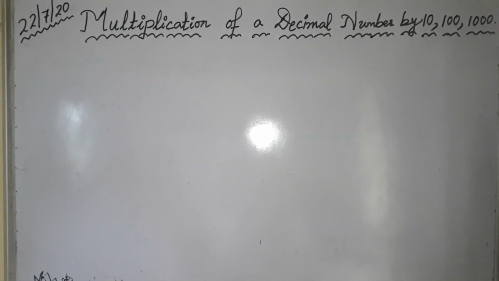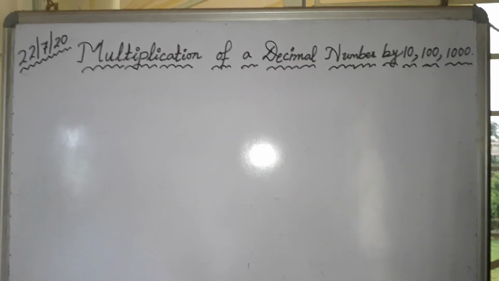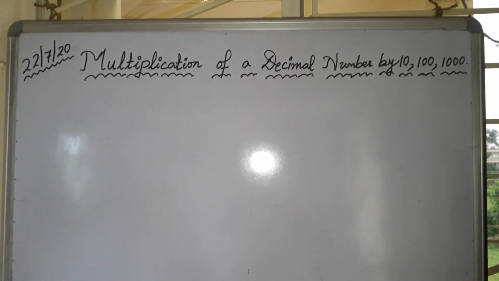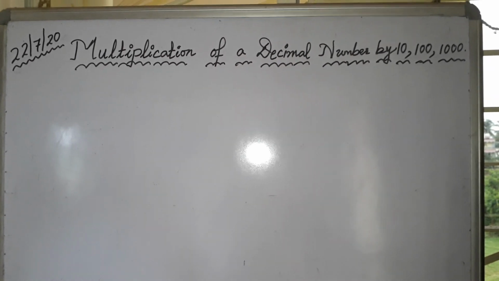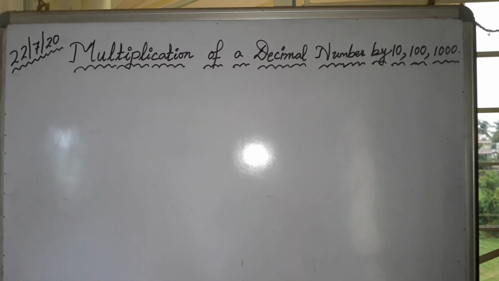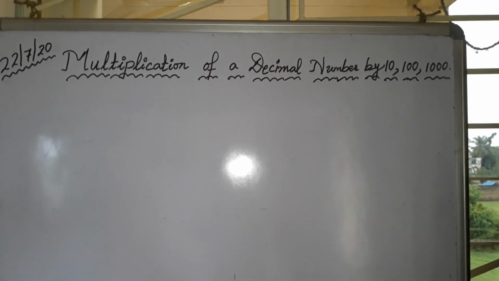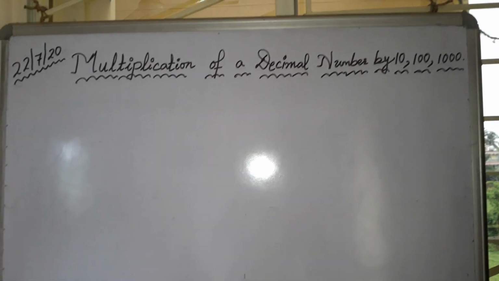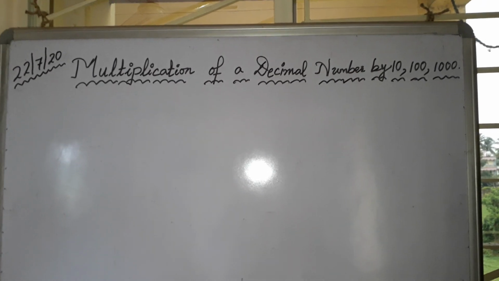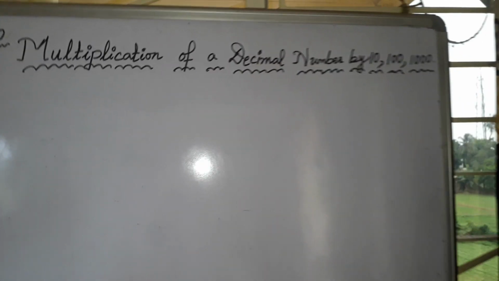Good morning everyone. In today's class I shall teach you about multiplication of a decimal number by the powers of 10: 10, 100 and 1000. Now before I start with the multiplication part, I just want to tell you what is a decimal number. Let me take an example.